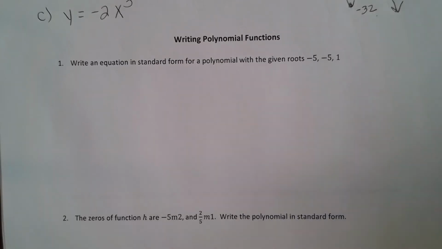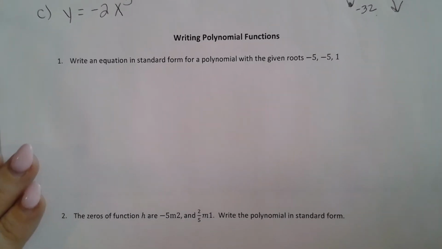All right, so we're going to continue on with 4.1, and this time instead of graphing polynomials, we're going to write our polynomials. So in number 1, it says write an equation in standard form of the polynomial with the given roots, -5, -5, and 1.